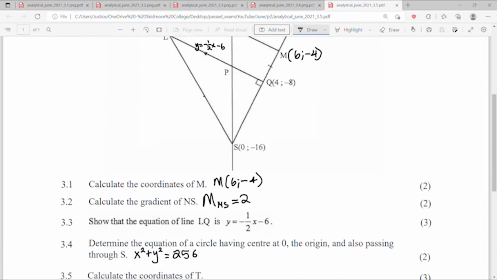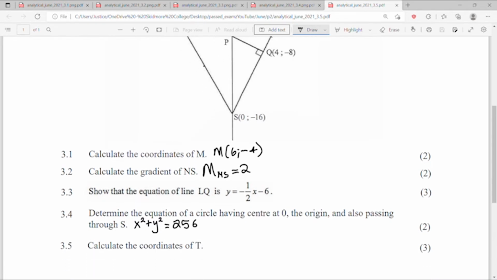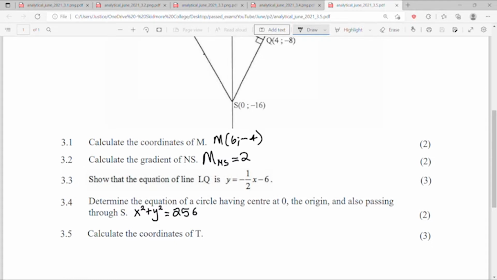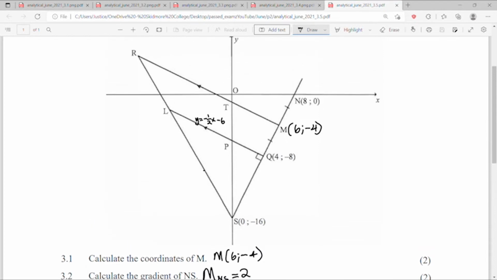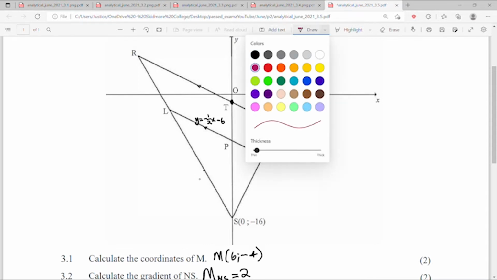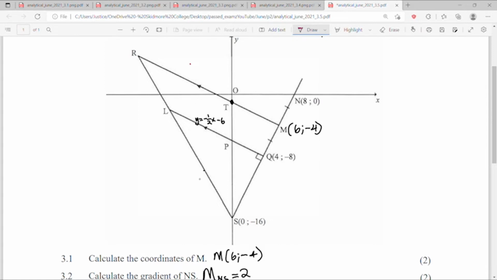And I've written all the other answers to the other questions we've done so far. 3.5 says calculate the coordinates of T, right? You have to go to T. We have to figure out what is T. And remember, in the first video in this playlist, we figured out that T is just a y-intercept on RM. It's just a y-intercept on RM, right?